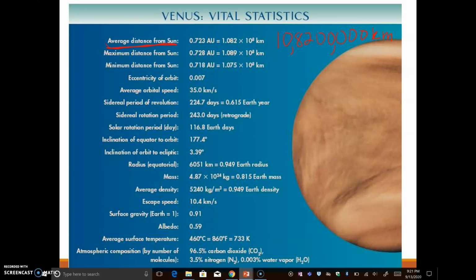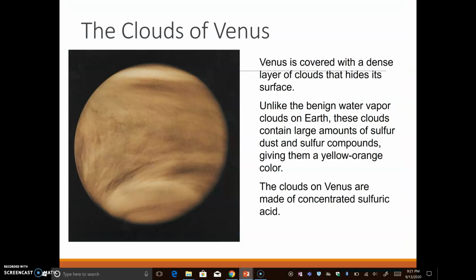And then another important thing that we're going to see here is our orbit in Earth years. So it takes about 224 days for Venus to orbit the sun. Some more important information that we're going to extract here is our surface temperature and our atmosphere composition. So Venus has a really unique atmosphere that we are going to talk about.